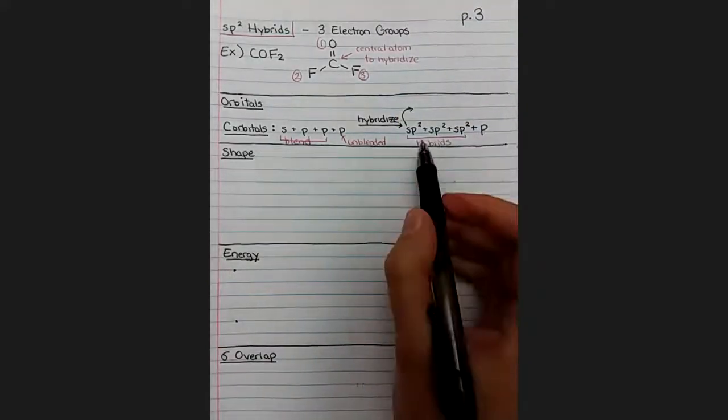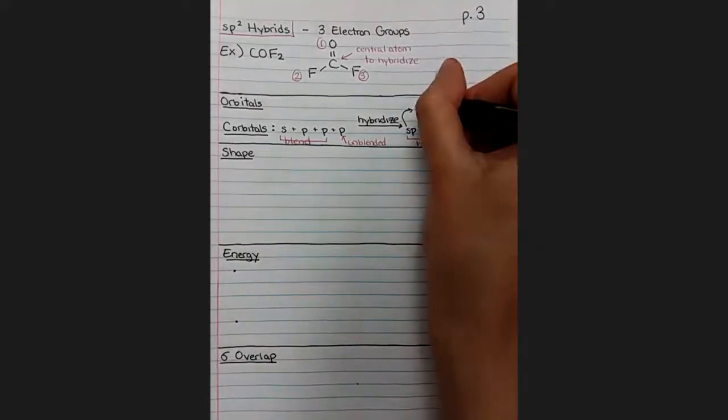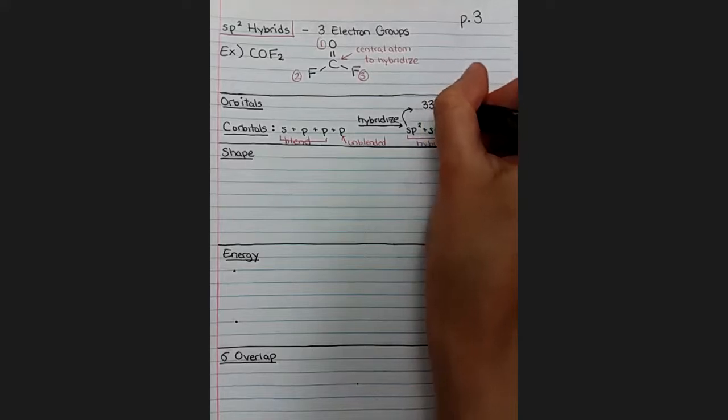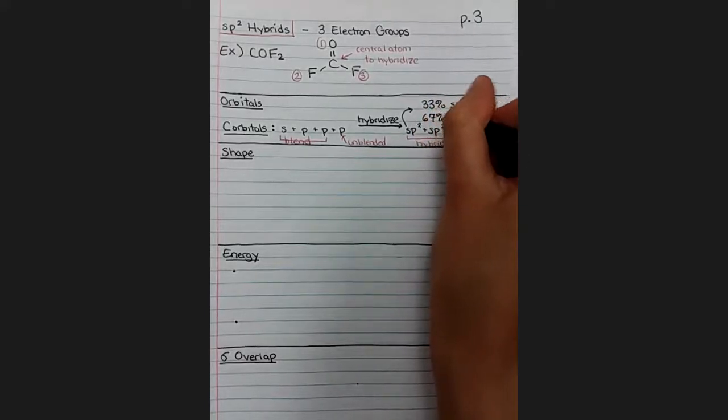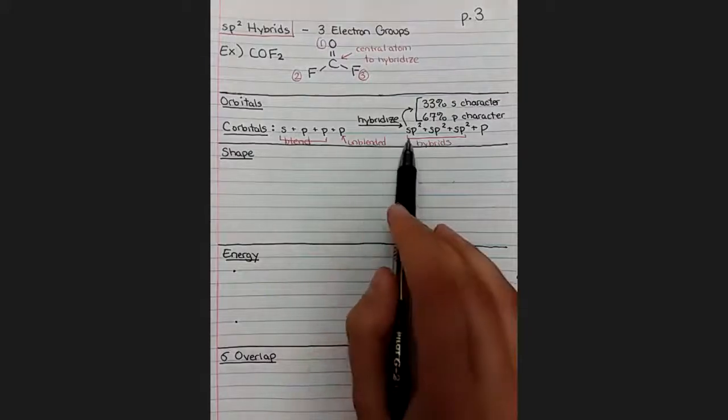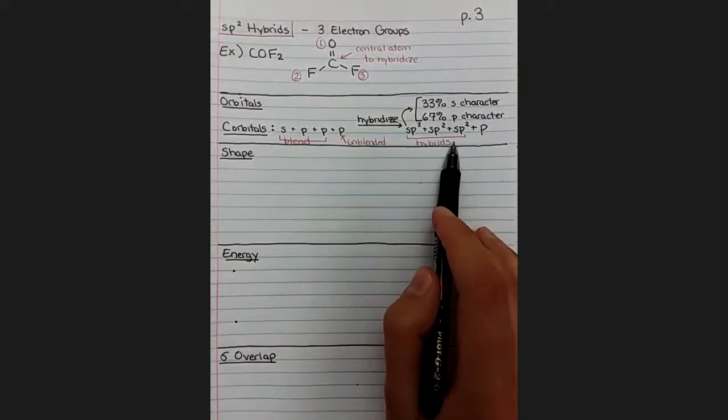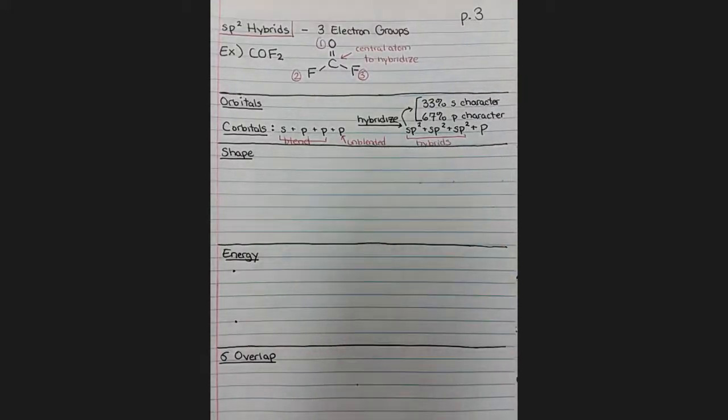And in this case, each of these sp2 orbitals is going to be 33% s character and 67% p character. So these are slightly more rich in s character than our sp3 orbitals were in the last video. Okay, so we're going to be making sp2 orbitals out of 1 s and 2 p orbitals mixed together.